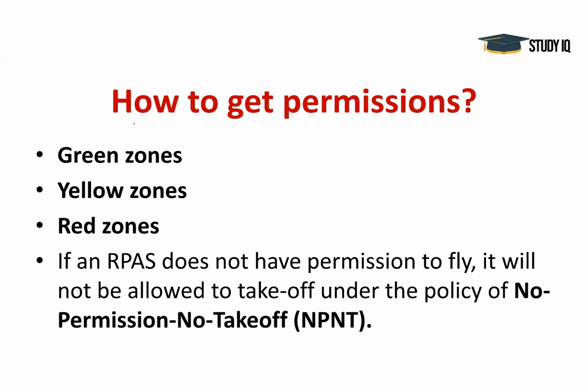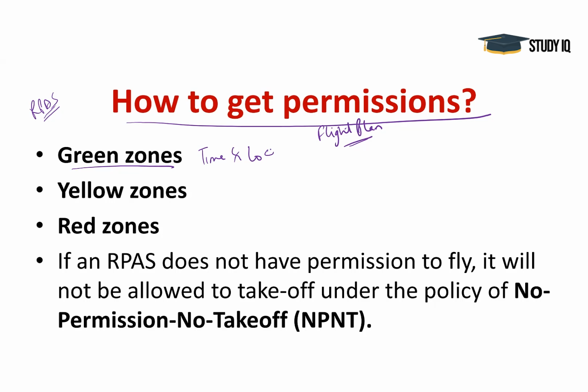Now we'll talk about permissions, like what permissions are needed, how to get them and what the different zones are. I have told you the full forms of all, now I'll use the short forms. To get permission, RPAS operators or remote pilots will have to file a flight plan, right? Now see, what are green zones? Flying in green zones requires only intimation of the time and location, via the portal or the app.